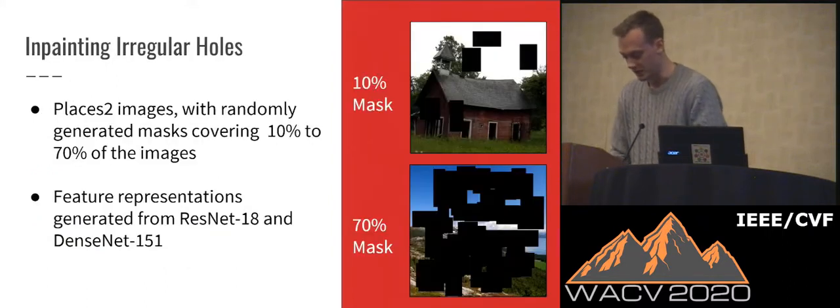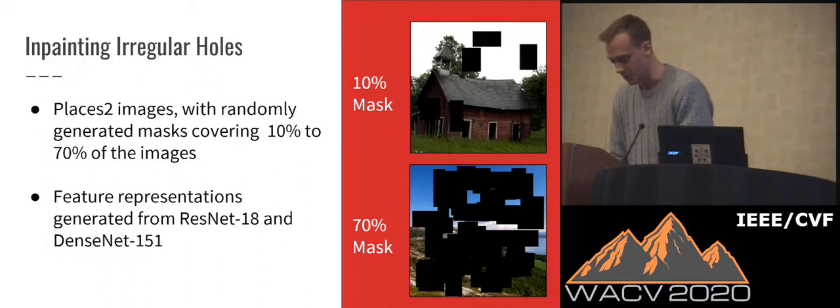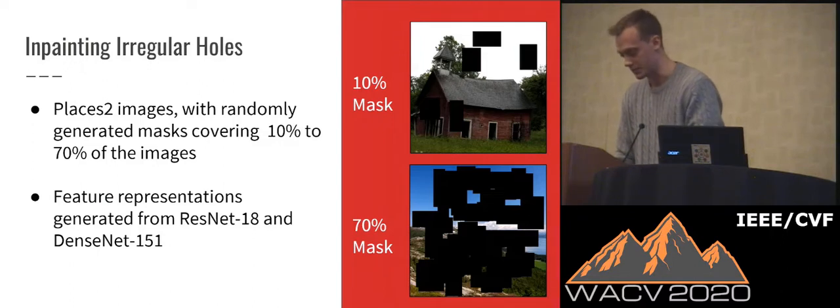So our first experiment involved inpainting images from Places2 with randomly generated masks ranging from 10 to 70%. Filling in images with irregular, spread-out masks, like you see in these examples, is a common way to test out new inpainting algorithms.